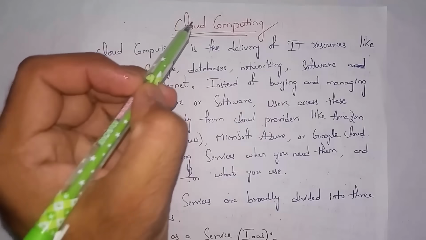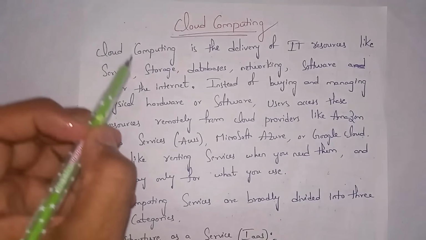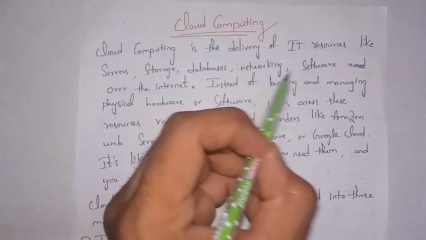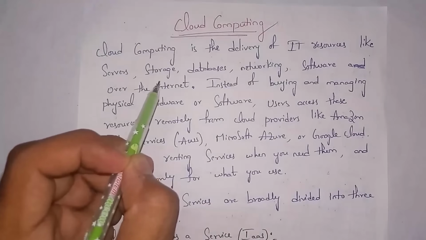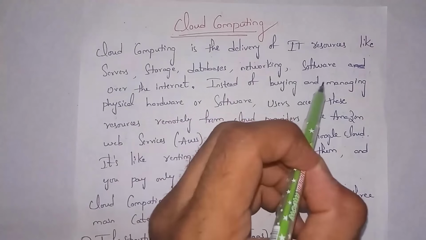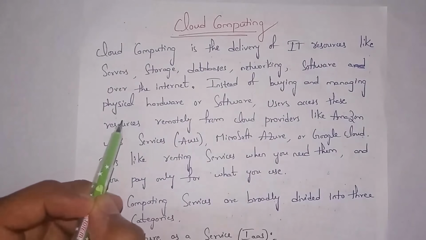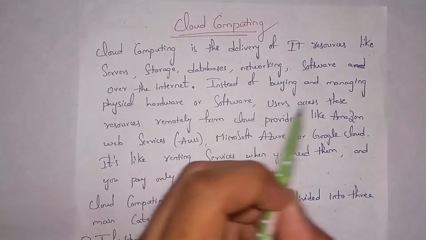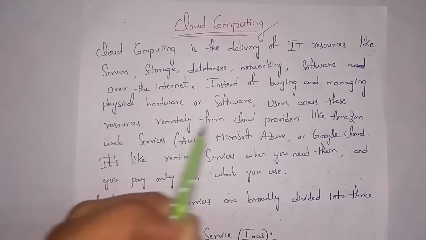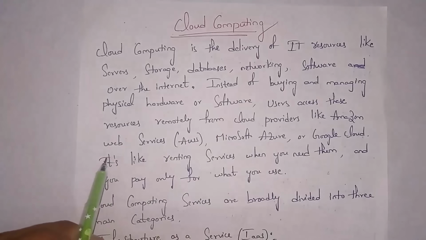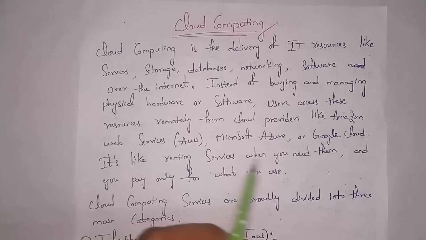Next I will explain what cloud computing is. Cloud computing is the delivery of IT resources like servers, storage, databases, networking, and software over the internet. Instead of buying and managing physical hardware or software, the user accesses these resources remotely from cloud providers like AWS, Microsoft Azure, Google Cloud, etc. It's like renting services when you need them, and you pay only for what you use.